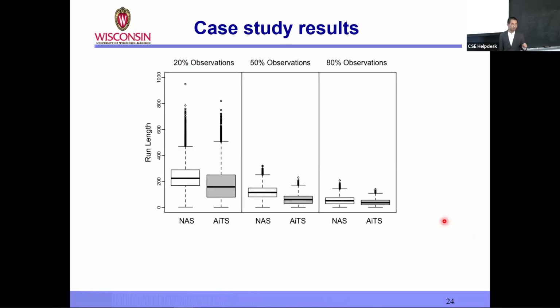We further compare our method with the next method. This is a box plot of the average run length on the different observations. We have 20 up to 80% of the observability. Based on this box plot, we can see that as the percentage of the observation increases, the mean and the variance of the run length decrease. And also we can see that our method is performing better than the next algorithm, which means we can detect the mean shift quicker than the other one.